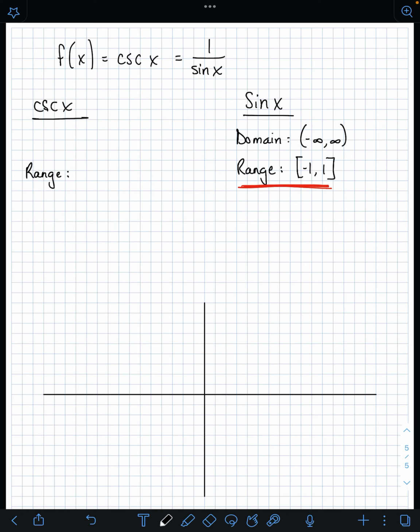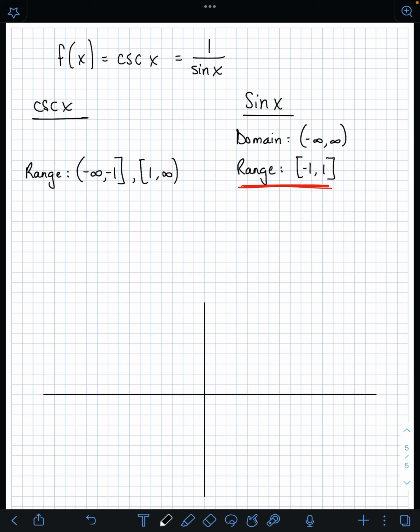For cosecant of x, we can have output values that are negative but bigger in magnitude than 1, or bigger than +1. Any positive output for sine, 0 to 1, is going to result in a large positive reciprocal from anything from 1 to infinity. And the same thing on the negative side. So that's interesting.